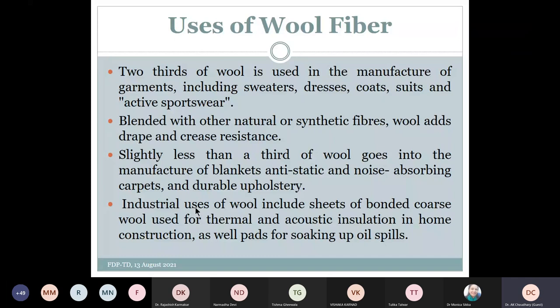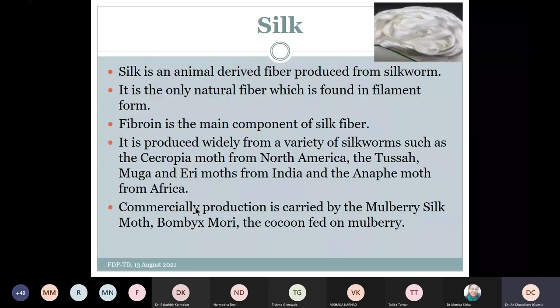And come to the silk. Again, silk is a proteinaceous fiber, and silk is an animal-derived fiber produced from silkworms. And it is mainly the natural fiber which is found in filament form. So silk yarn you will also find in two ways. One is the filament form, and filament is twisted silk filament. Another is called the spun silk.